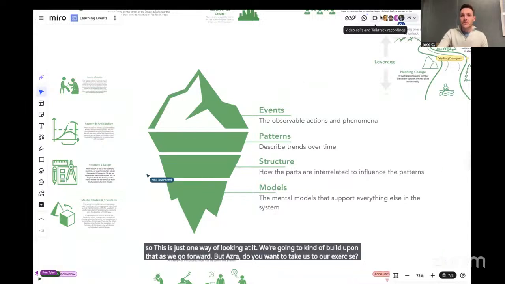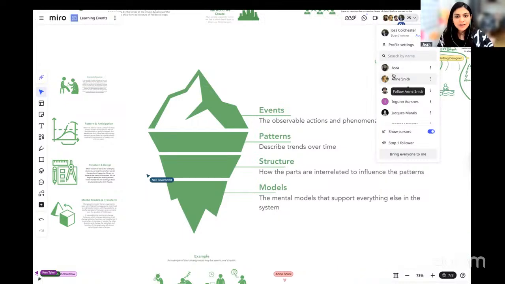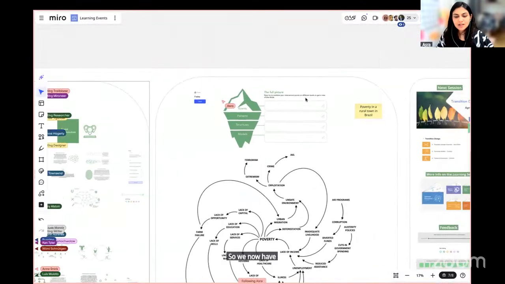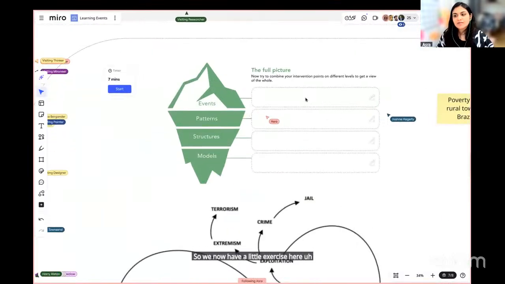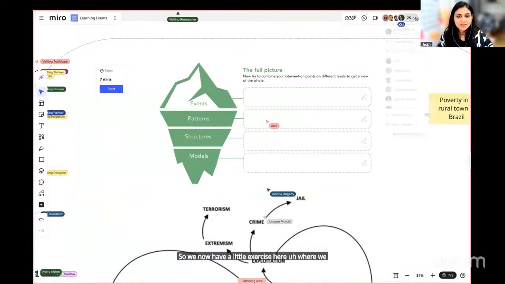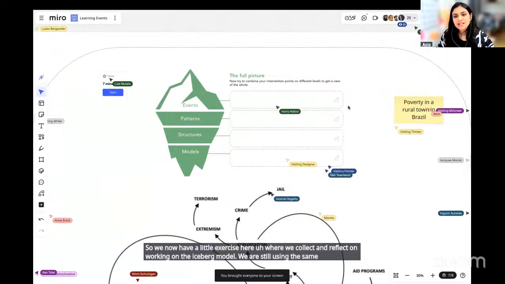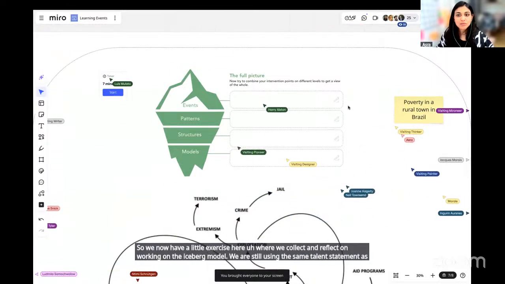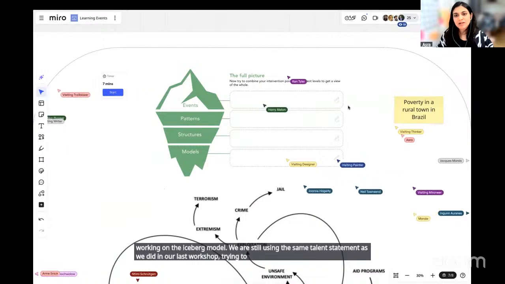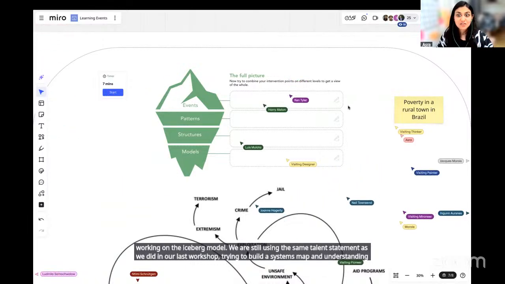Yeah. So we now have a little exercise here where we collect and reflect on working on the iceberg model. We are still using the same challenge statement as we did in our last workshop, trying to build a systems map and understanding which actors and factors are involved.